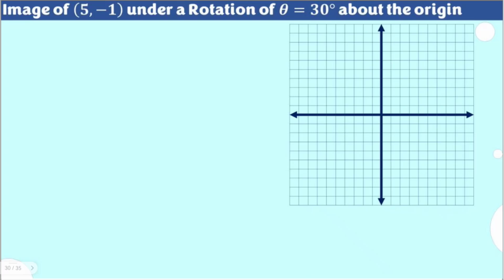Let's identify the image of the point (5, -1) under the rotation of theta equal to 30 degrees about the origin. The idea of "about the origin" is very important because we're going to rotate the given point, and theta is dependent on the origin being its central angle.